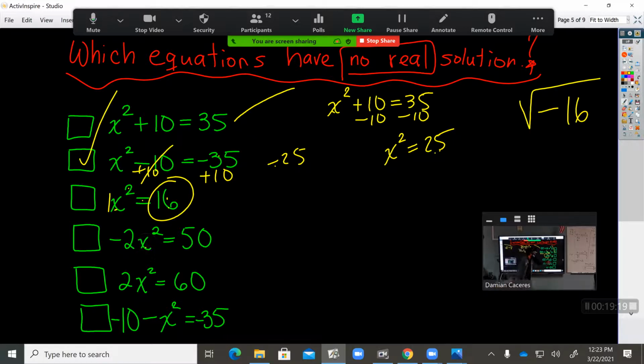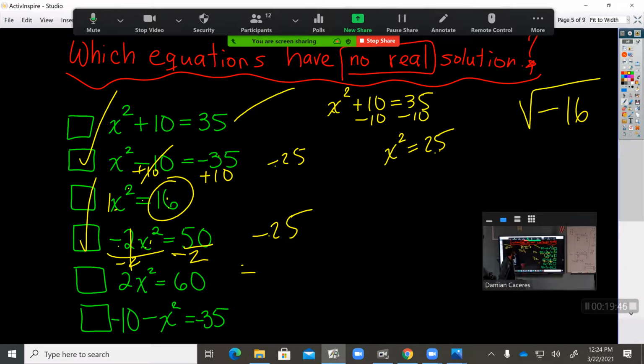Now over here, x squared is not by itself. You have to divide by the coefficient, which is negative 2. If you divide the left by negative 2, you divide the right side by negative 2. That equals negative 25. If it's a negative, has no real solution. Now on the next two, you divide by 2, it gives you positive 30. Can't check that one because it has solutions.